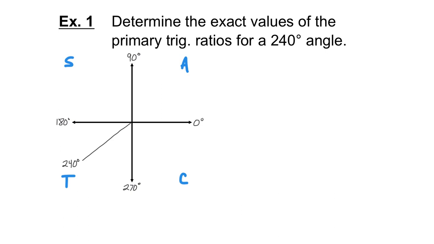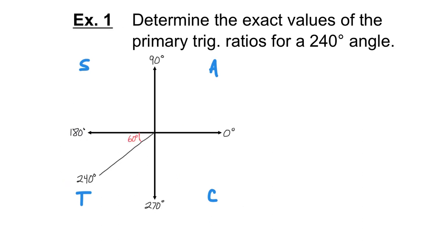Now, remember, we're trying to find exact values, and 240 degrees is not on our list of special angles. But take a look at this. In between this terminal arm and the x-axis, there's a 60-degree angle. Now, how did I figure that out? 240 minus 180. That's 60 degrees. So there's 60 degrees in between the terminal arm and the x-axis. Now, why might that be important, you might ask? Well, 60 degrees is one of our special angles.